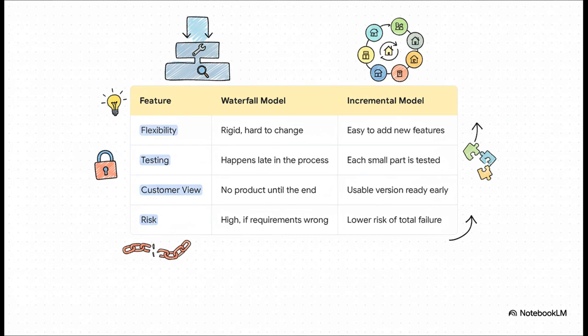Looking at them side by side like this makes the difference totally clear. Waterfall is rigid. Incremental is flexible. It's easy to add new stuff. With waterfall, testing happens way at the end, when fixing a bug can be a nightmare. With incremental, you test each little piece as you go. And maybe the biggest thing, the customer gets to see and use a working version of the app really early on. This hugely reduces the risk of spending a year building something only to find out it's not what they wanted.